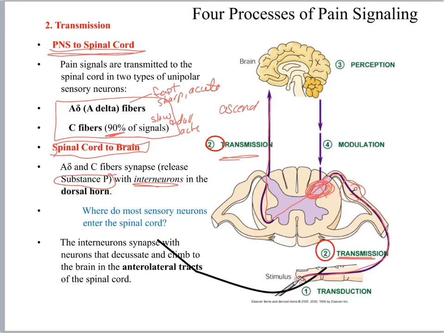So right here in the dorsal horn, or the posterior horn, they're going to synapse, cross over, or do the decussation, and then they're going to ascend up to the brain via the anterolateral tracts. So I think the next slide is talking about the actual perception at the brain.